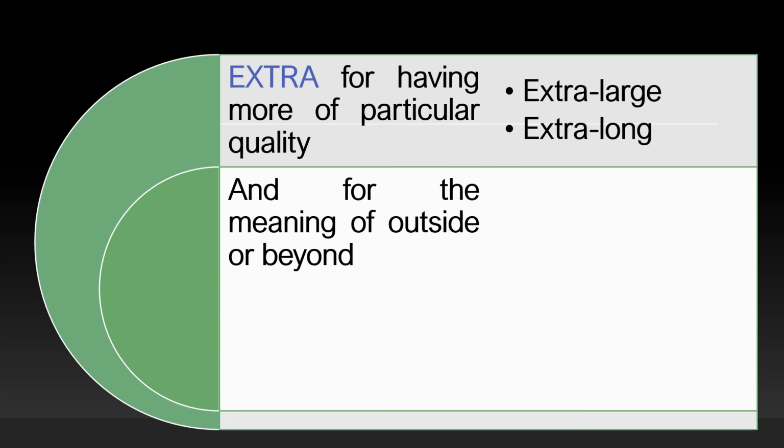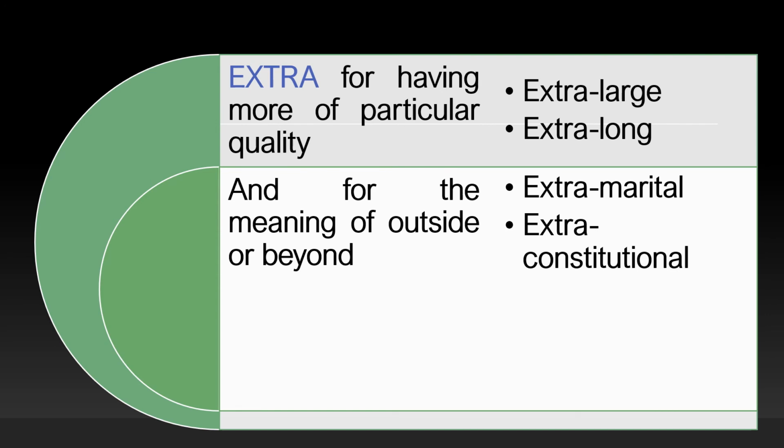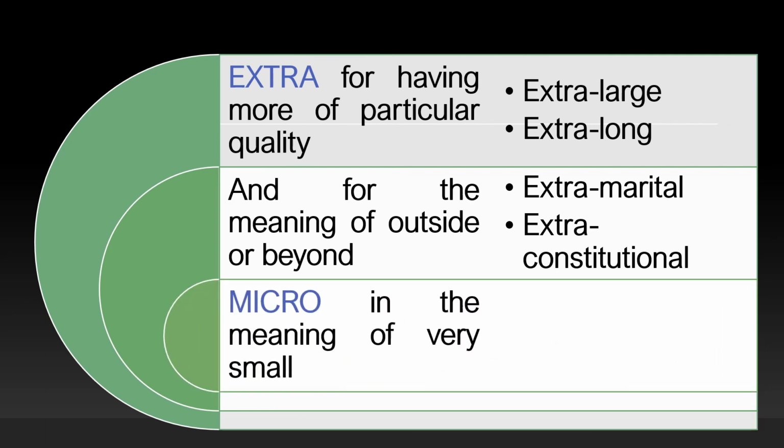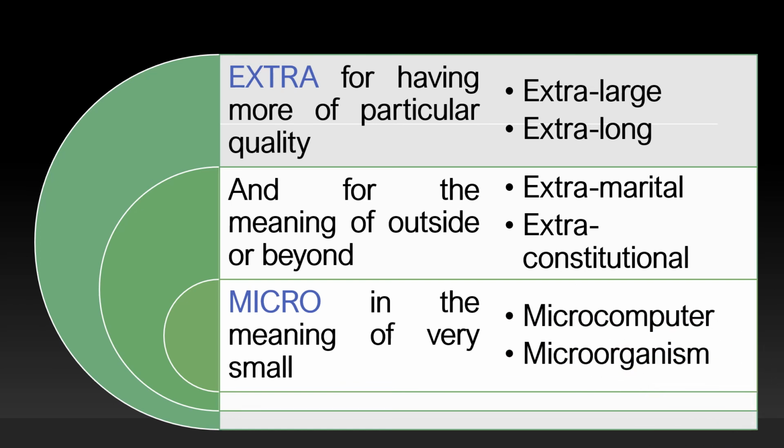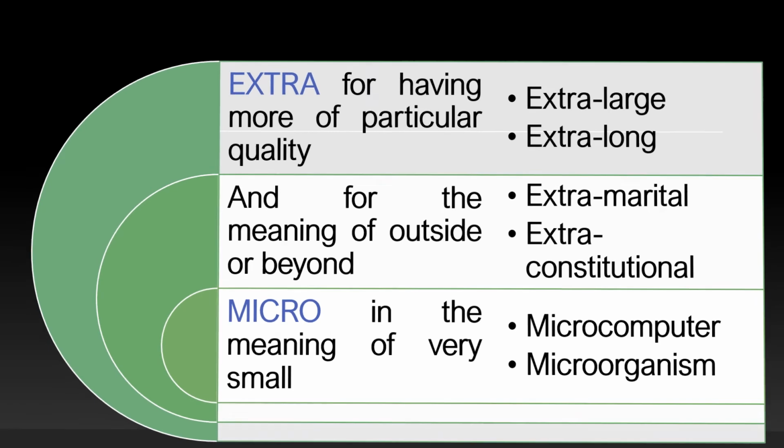And also it is used for the meaning of outside or beyond something. For example, extramarital, which is used for describing someone having an affair with some woman other than his wife. And extra constitutional, outside the constitution of a country. And micro is also used as a prefix of degree, rank or size in the meaning of small. For example, microcomputer and microorganism.